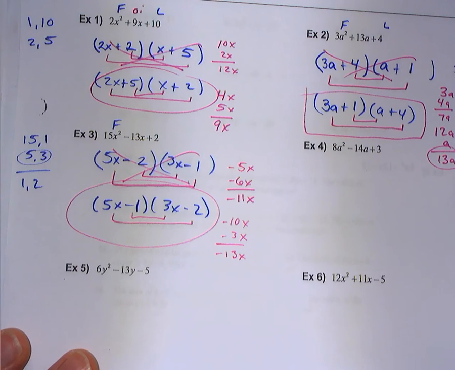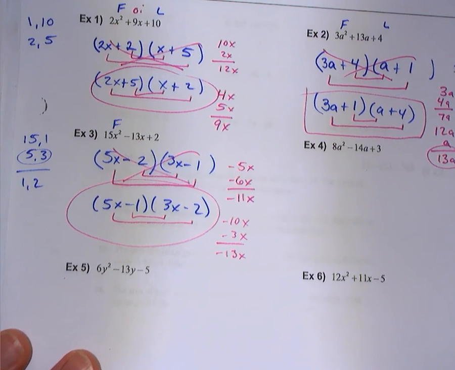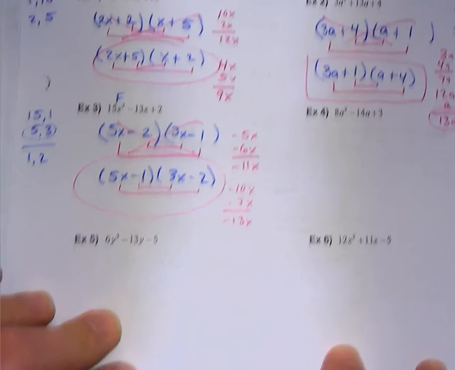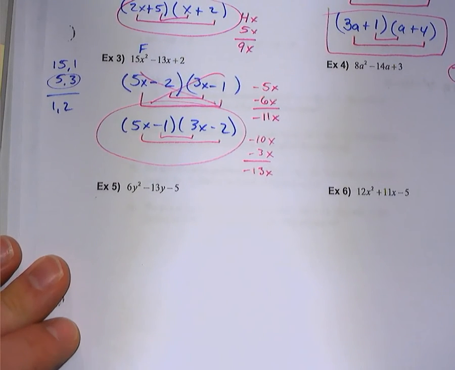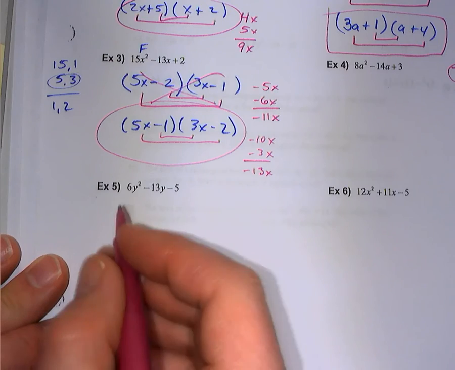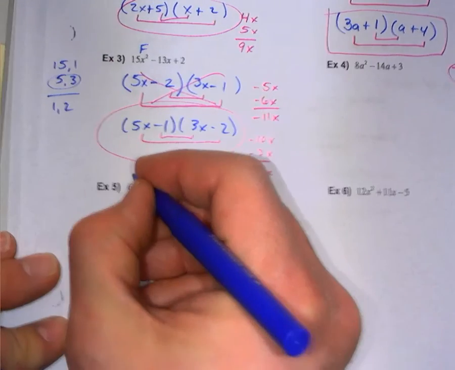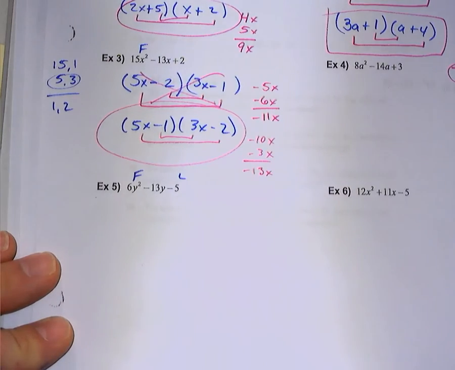All right, you want to try the next one? Which one do you want to do here? 4, 5, or 6? Want to do 5? We don't have to do all these. Let's do 5. Let's be crazy. I got 6y squared minus 13y minus 5. I take a look. I want to do factors of F and L that add up to my OI.